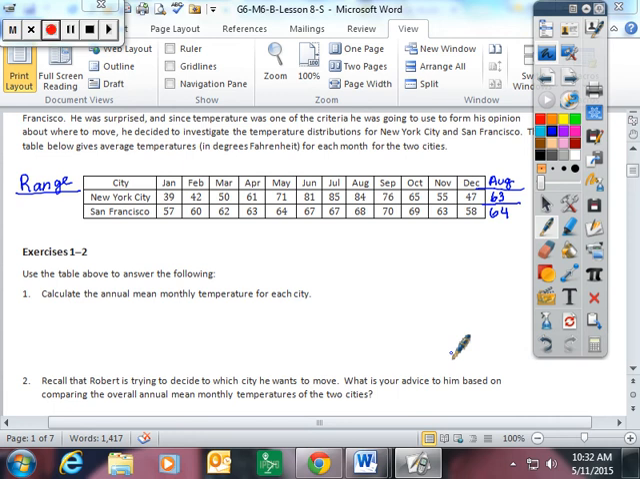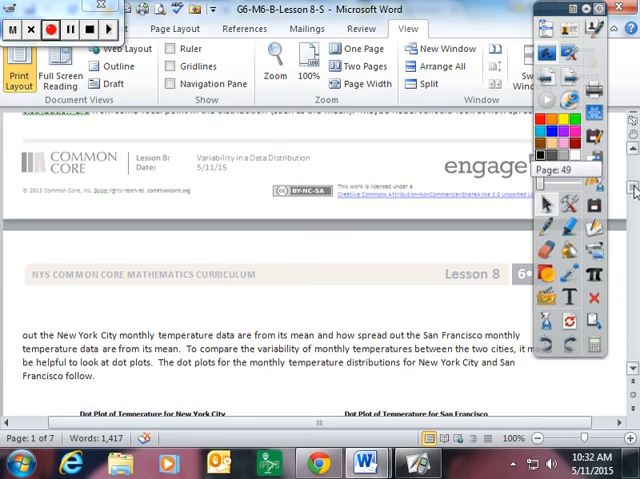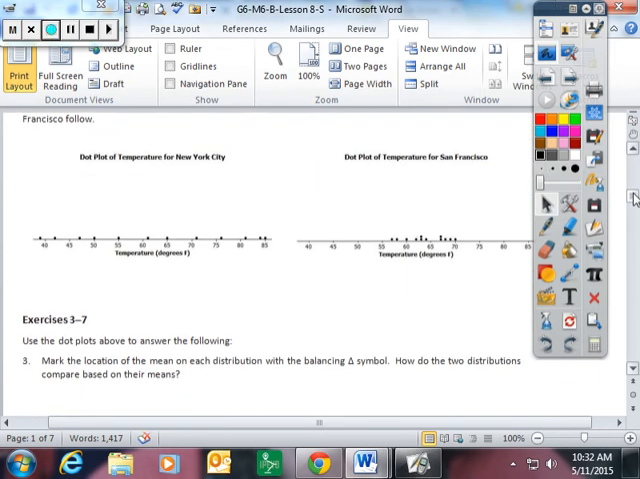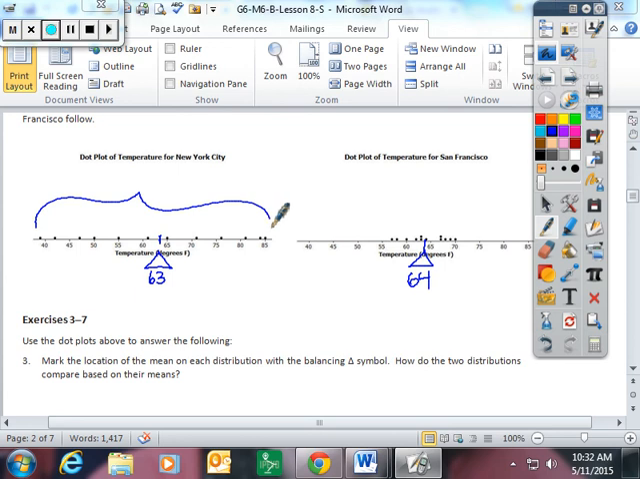So that's where variability comes in. We wanted to look and see how far the temperatures varied between the two cities. And that's another thing to help us with data distributions. So New York City had an average or mean temperature of 63, where San Francisco had an average temperature of 64. So as you can see by looking at the dot plots here, the variability in New York City's temperatures is much greater than the variability in San Francisco.